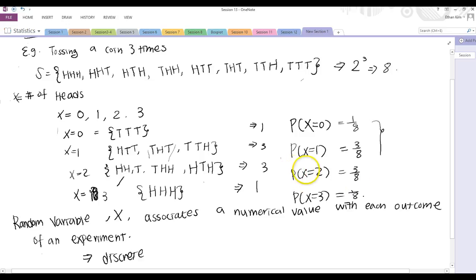So we call this probability distribution. When we're talking about a distribution, we're talking about essentially how many cases there are, like how likely it is to happen. So we're saying that getting 0 heads is a 1/8 chance, and getting 1 head is a 3/8 chance. So these are called probability distribution.